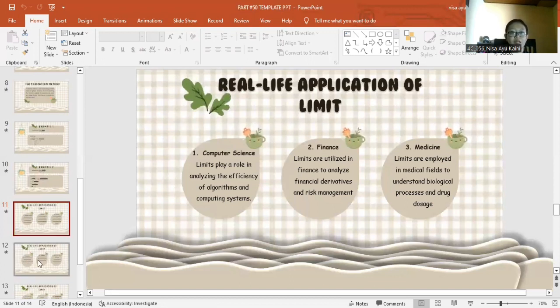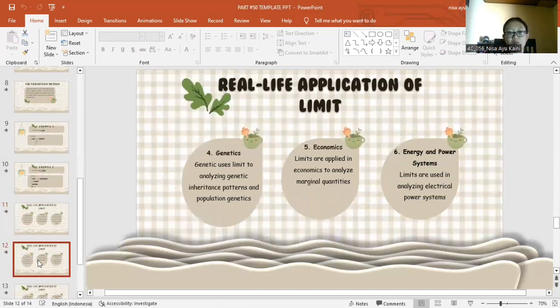Okay, next, number 4, genetics. Genetics uses limits to analyze genetic inheritance patterns and population genetics. In population genetics, limits help determine the frequency of different genetic types or traits in a population over generations.